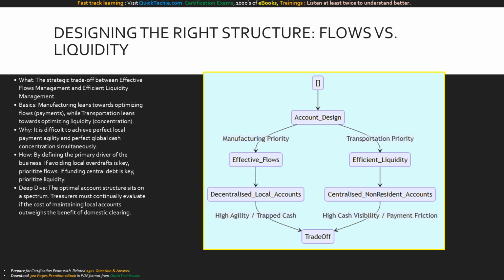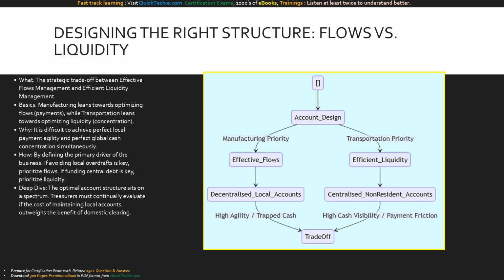Having seen both case studies, we must now address the core strategic dilemma in treasury design, the trade-off between effective flows management and efficient liquidity management. What does this mean? It means you have to choose your priority. The basics show us that manufacturing, with its heavy local supply chains, leans towards optimizing flows, making payments efficiently. Transportation, with its scattered revenues and centralized debt, leans towards optimizing liquidity, concentrating cash.